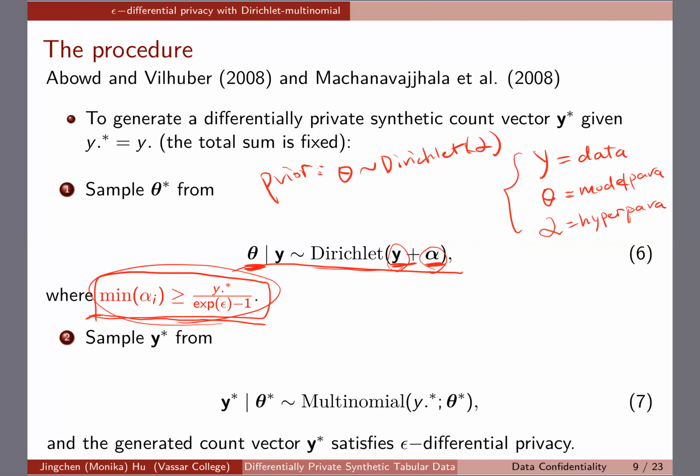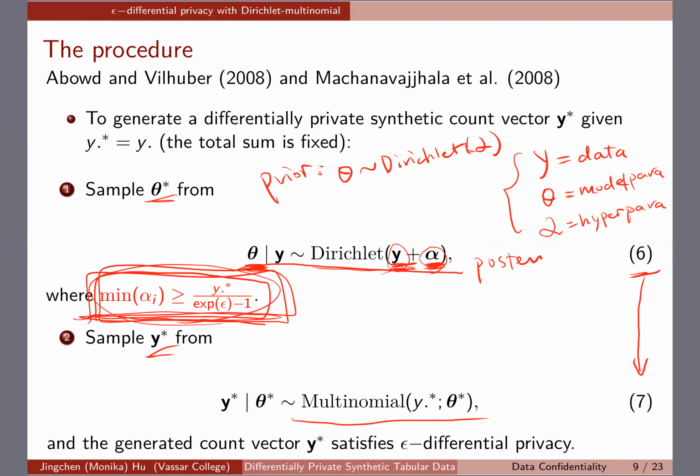I want to highlight that equation 6 is sampling from the posterior, and the posterior is a combination of the data and the prior. You can see that the only change we need to make here is to satisfy the prior to some degree. This is the condition that we need to follow. From equation 6 to equation 7, no big difference from before. When you have your posterior draws, theta star, you generate your predicted values, which will be our synthetic data, again from the sampling model. So this is the posterior, and this is the posterior predictive.